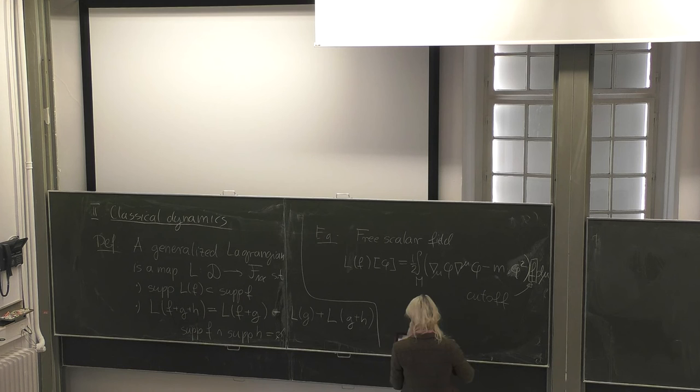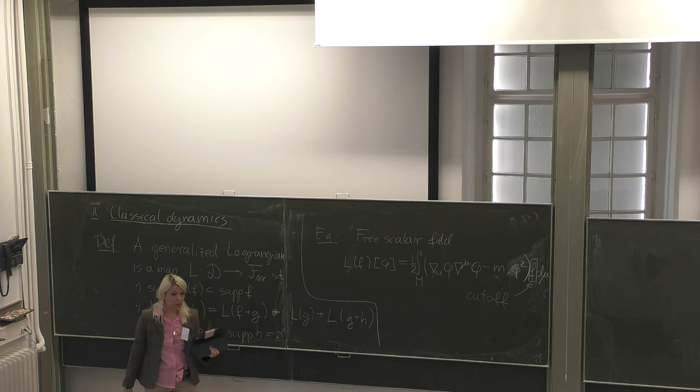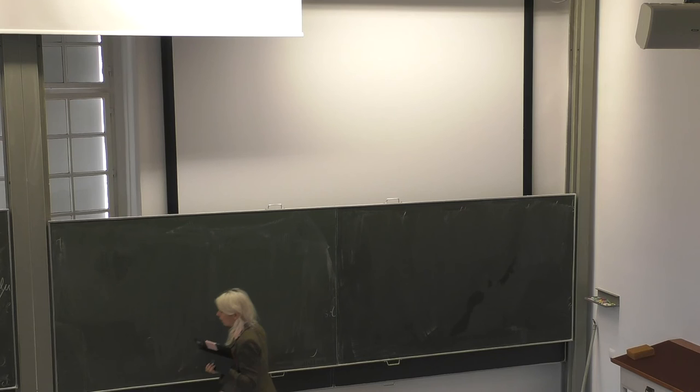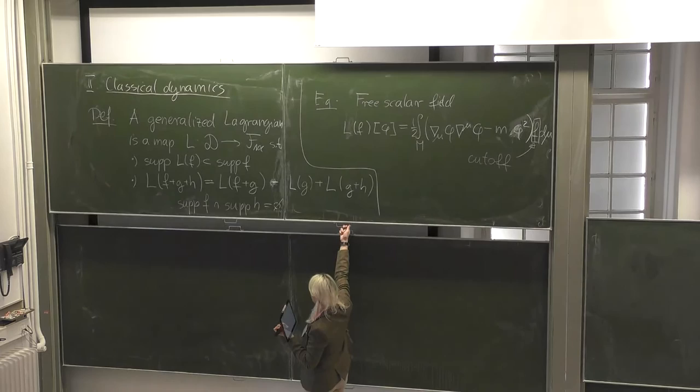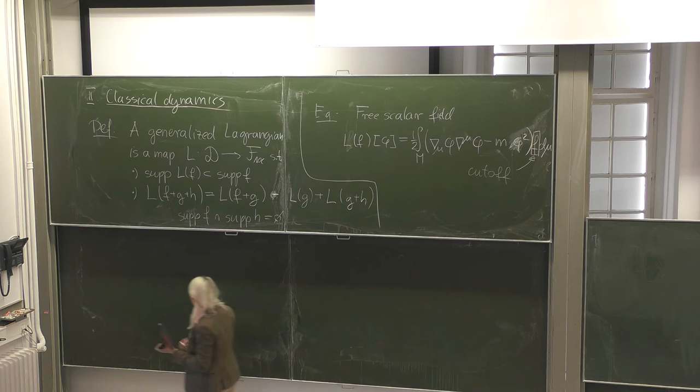But it would be really unfortunate if things would depend on that cutoff. So we want to introduce the dynamics, this Lagrangian dynamics, in a way which is independent of that cutoff. So I want to define the Euler-Lagrange derivative in such a way that it is independent of that cutoff.